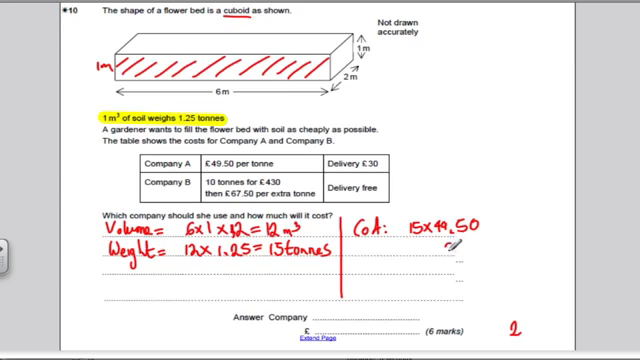Okay, and add on to that a £30 delivery charge. Now 15 times £49.50 is £742.50, plus the £30 delivery. You get a total of £772.50. Okay, so that's how much it would cost for company A.